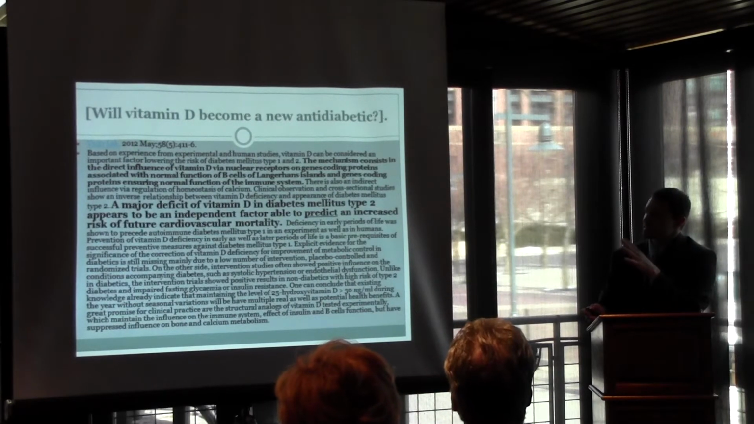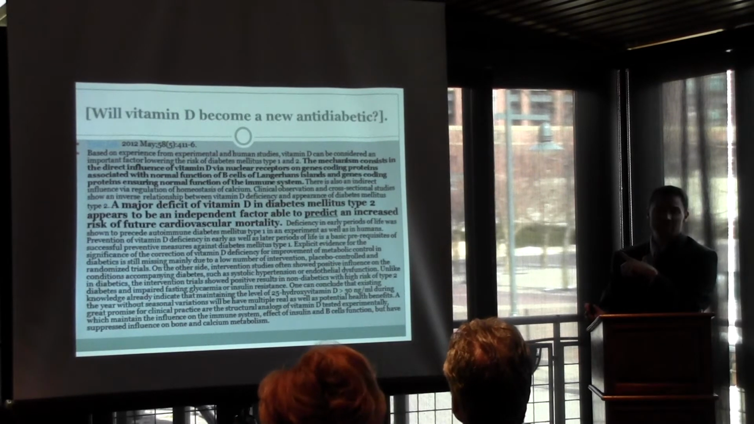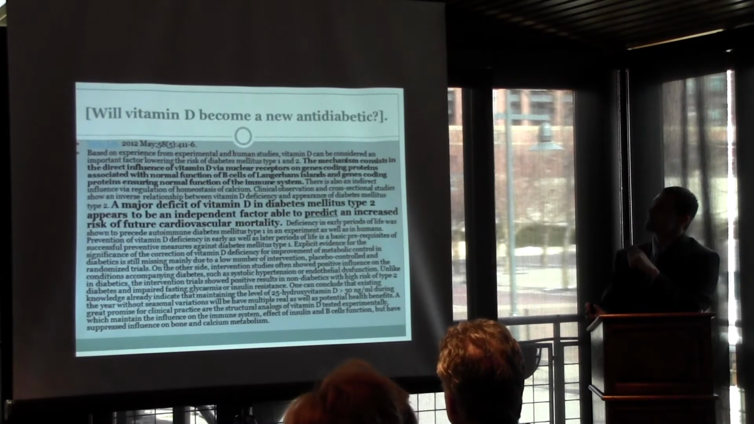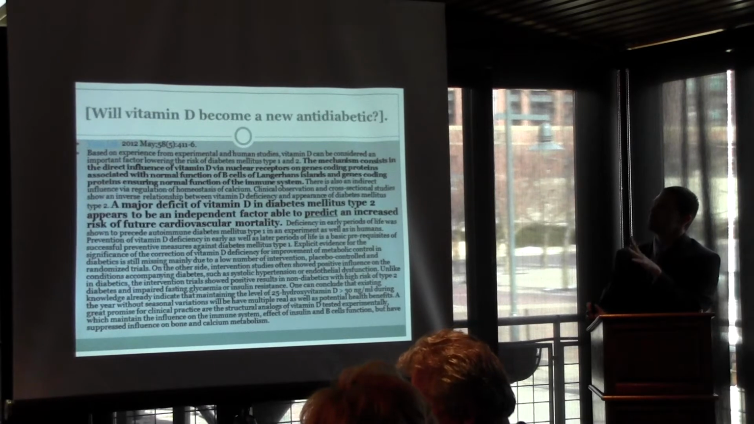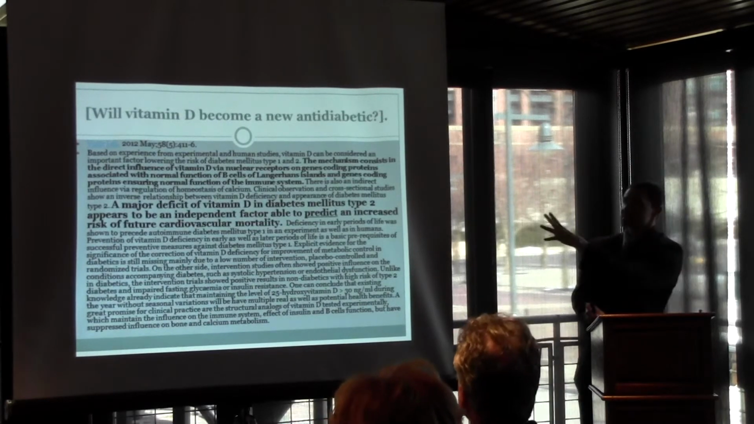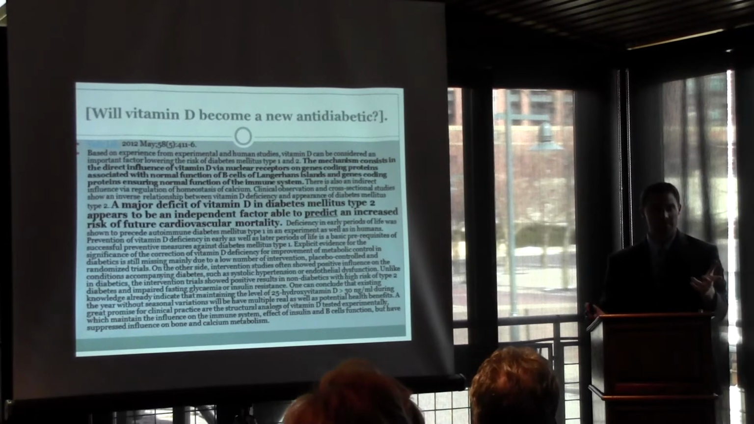And just to further emphasize this, I know this is a little bit difficult to see, but what this says up here is it's elucidating the mechanisms by which vitamin D actually has this impact. And what this says is that the mechanism consists in the direct influence of vitamin D on nuclear receptors on genes coding proteins associated with normal beta cell function, or normal beta cells of Langerhans islands, and genes coding proteins ensuring normal function of the immune system. So it specifically pulled out the beta cells and it pulled out the immune system there.